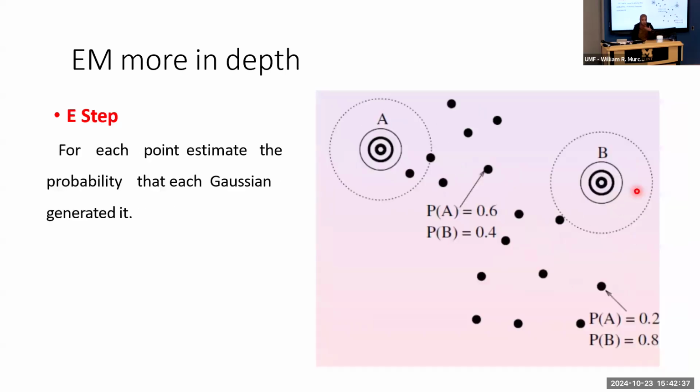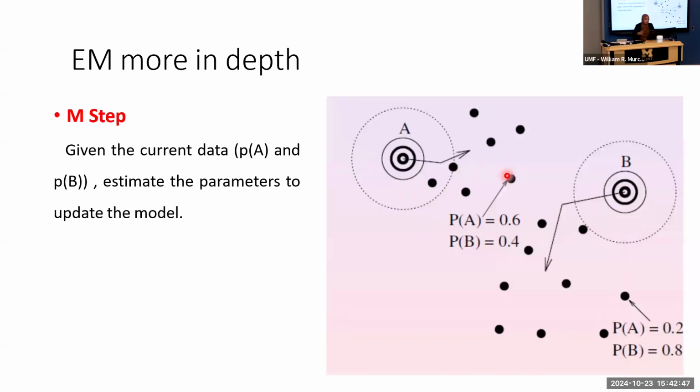So the expectation is to expect, for the available data, the belonging to each distribution, and the maximization is to maximize my parameters so that they are adapted to this information I am calculating. Okay, so this is the expectation maximization algorithm.